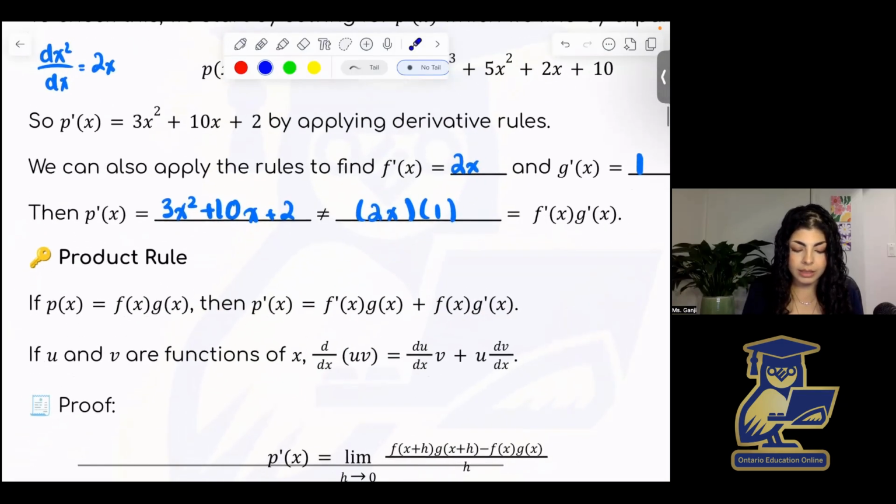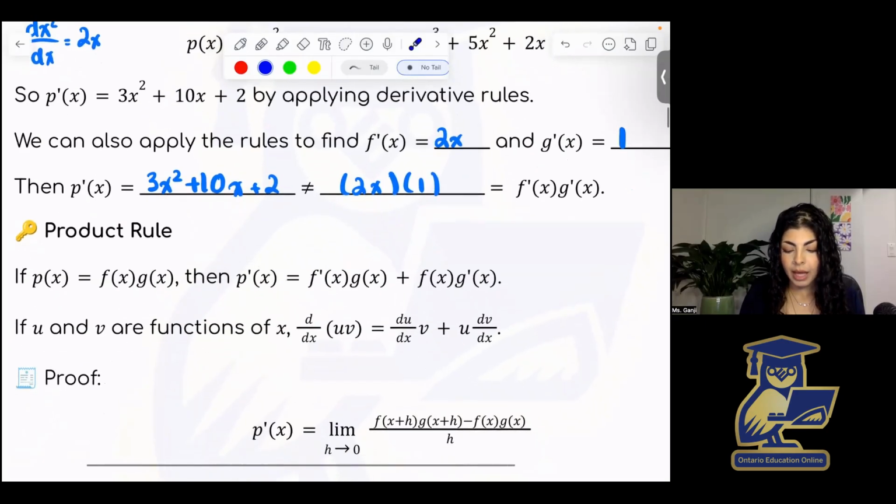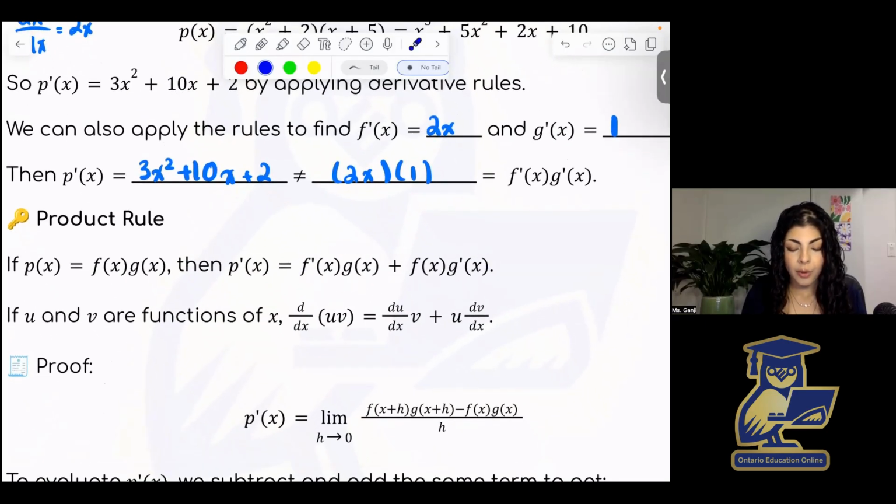So the product rule tells us that, again, we have that function p of x, which is equal to f of x times g of x. Then the derivative is going to be this expression here, which is the derivative of the first function, so f prime of x, times just the second function itself, so g of x. We're not doing anything to it. And this is going to be added to, again, in this one, we're just keeping f of x, we're not changing it, but now the derivative of the second function, so g prime of x.